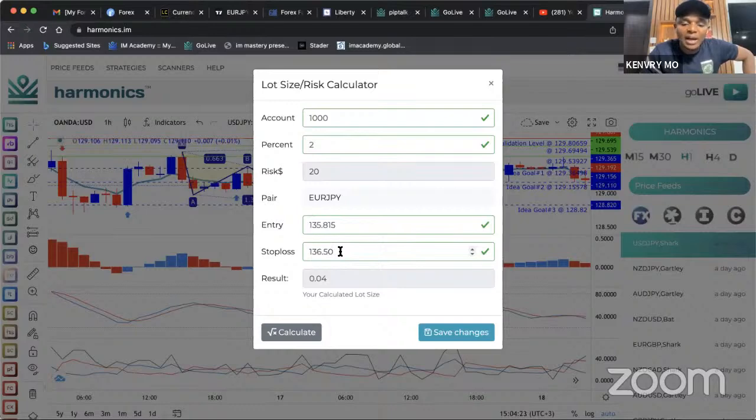So let's say my stop loss is like 30 pips. No, I think I made a mistake. It's 30, yeah, that's why it's low. So what I'm supposed to use is 0.05 lot size for 2%. Let's say my stop loss was just 20 pips. You can see that the lot size is going to increase. So it's your stop loss that determines your risk.